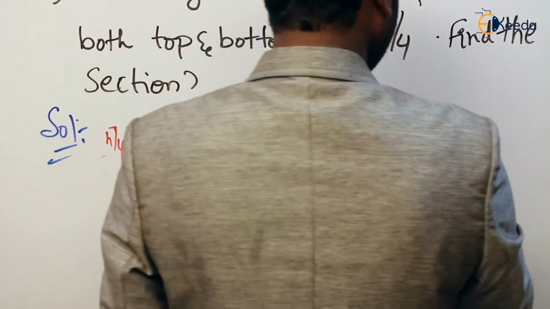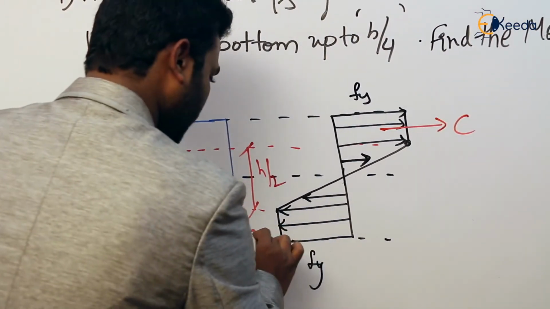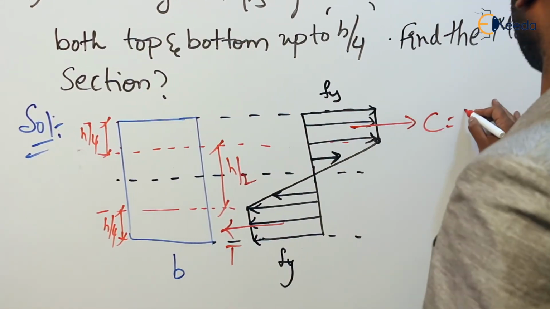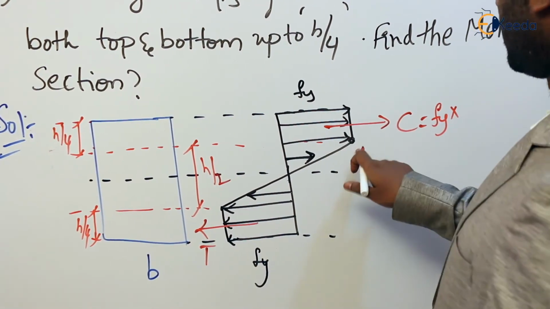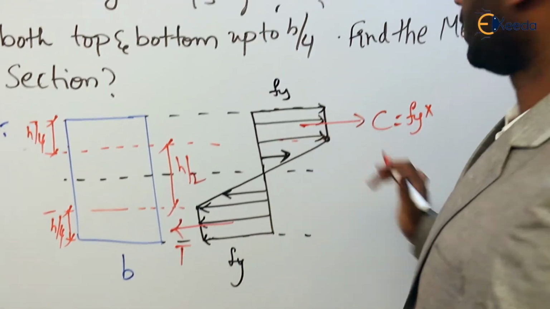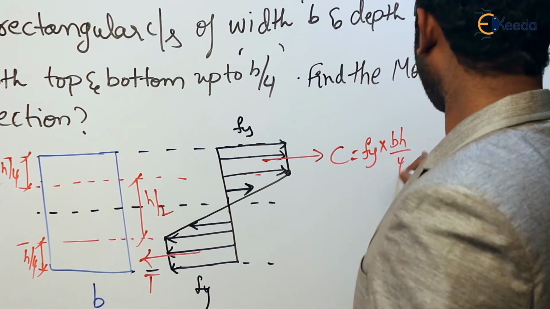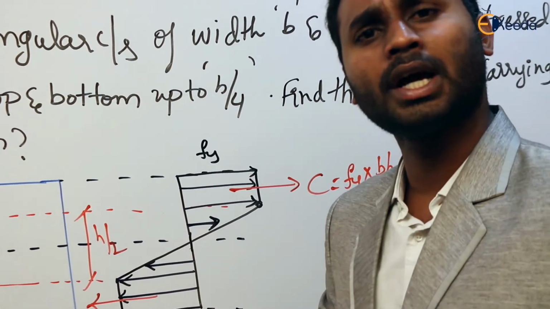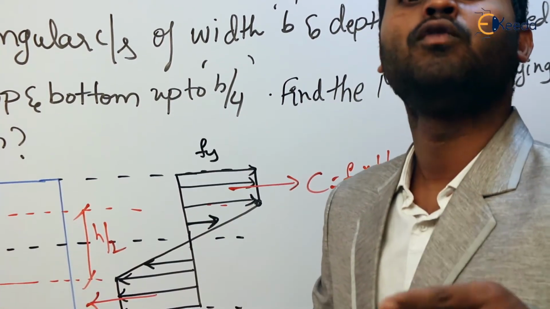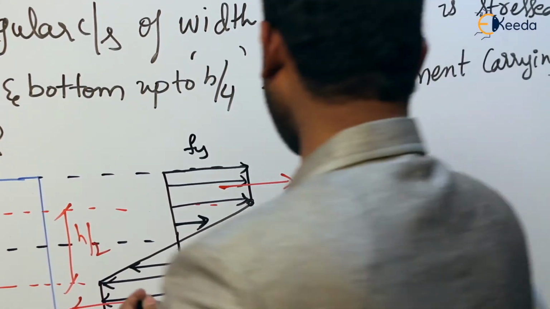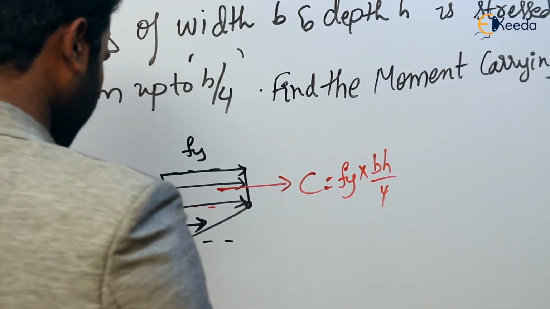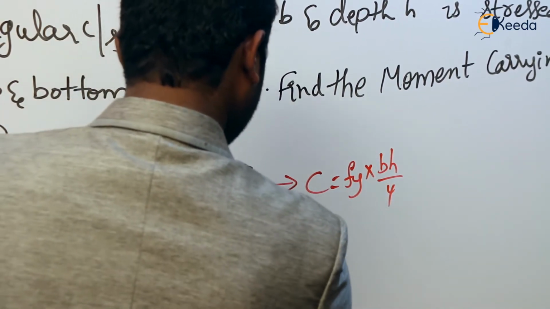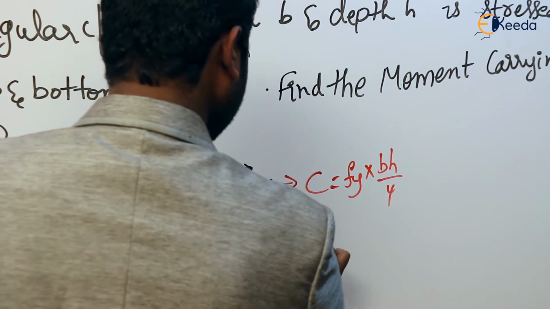If we take this compression area, this is compression and this is bottom tension. The compression C is equal to Fy into area. The area is H by 4 into B, so BH by 4. Bottom is also the same. For the plastic state, we know how to calculate moment carrying capacity: force into lever arm. The lever arm is nothing but the distance between those two forces.